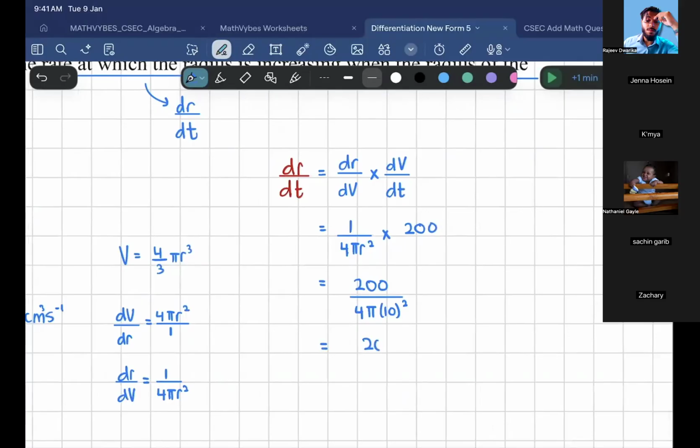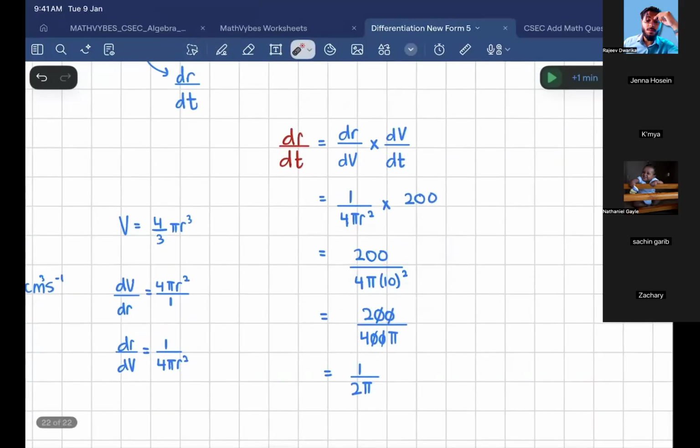So that's going to be 200, and in the denominator, you have 4 pi times 10 squared. What's 10 squared? 100. And 4 times 100 is 400. So you're going to put 200 over 400 pi, which simplifies to a half pi. Well, sorry, 1 over 2 pi. Let me know if you guys understand that. Because 2 over 4 is a half. So 1 over 2 pi.